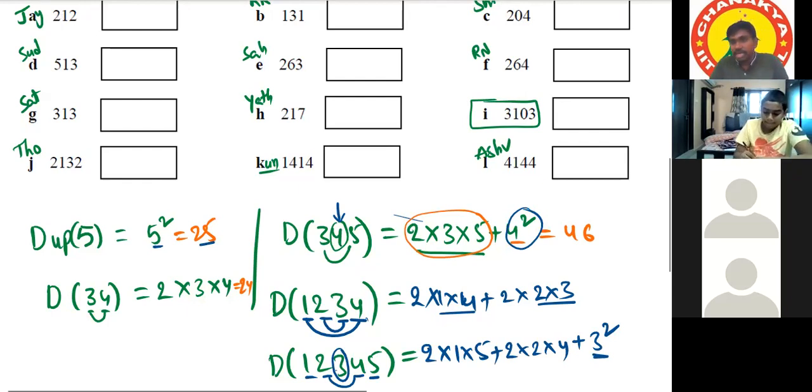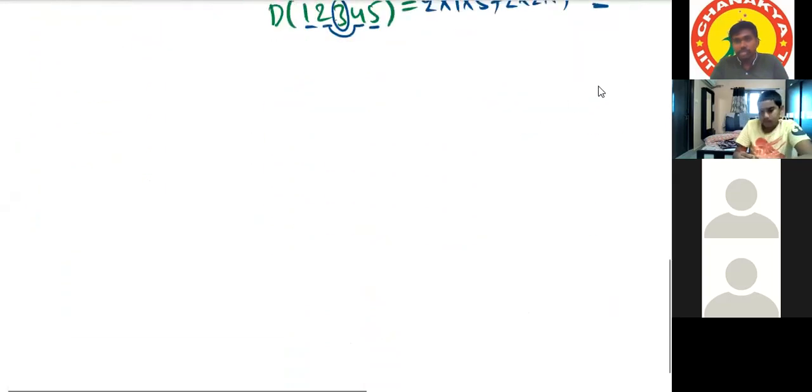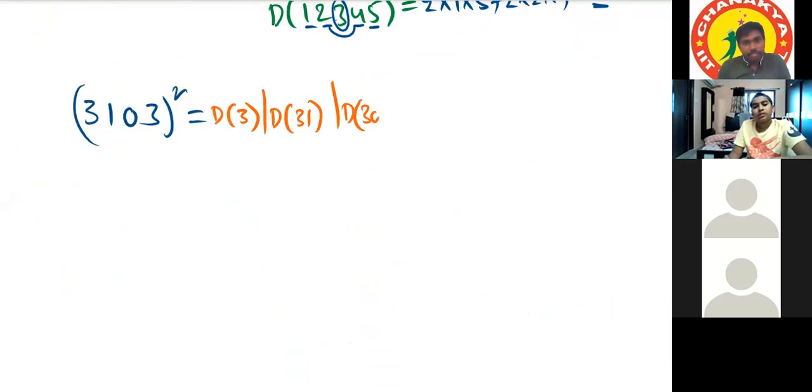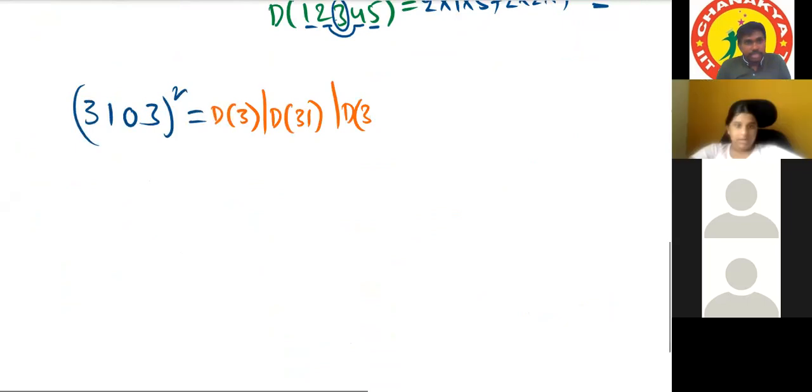Now let me explain question number 3103 square. See here, Jayit, 3103 square we are going to do. 4-digit number square. So first we have to take duplex of 3. Then duplex of 31. Then duplex of 310, only 3-digit. And after that duplex of 3103.